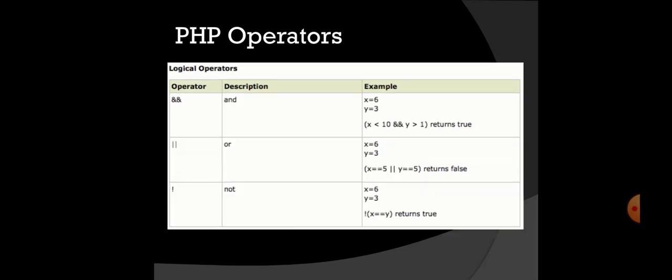And logical operators, we have and, or, and not operator. So AND operator means if both the conditions are true, it returns true. In OR operator, if any one of the conditions is true, it returns true, otherwise it returns false. Not operator means if it is not equal, it returns true value.